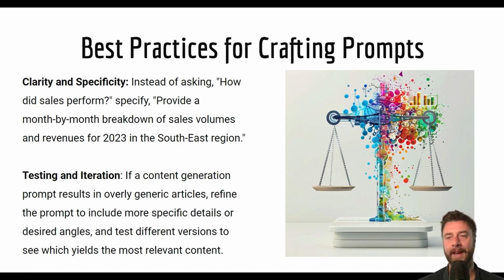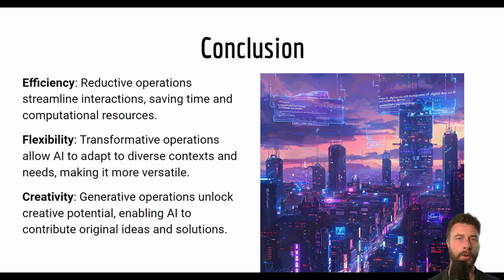Testing and iteration: if a content generation prompt results in overly generic articles, refine the prompt to include more specific details. What I've found is that if you put in previous examples of the work, it uses them as context to generate the new content. Or if you have a whole lot of policies and procedures, you can put them into the context window and ask it to create a novel policy or procedure that you don't have yet. It again takes the context of what you're trying to do.